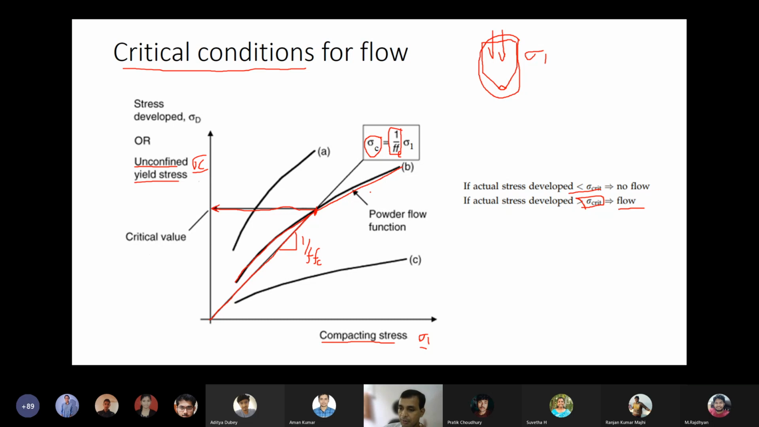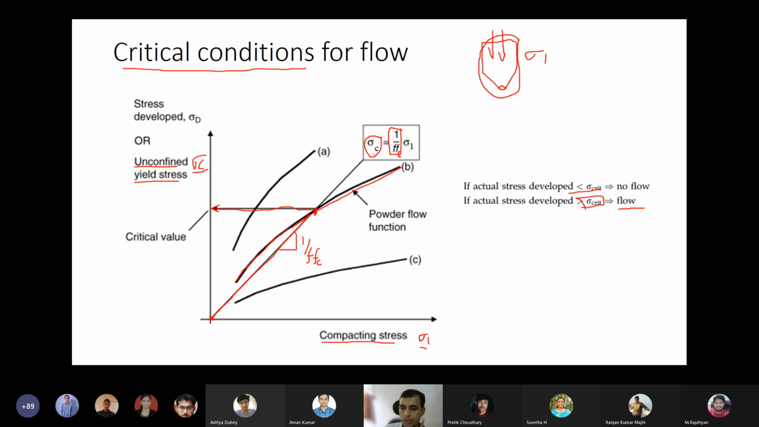There is a Conical Shear Tester. From the tester we can get this plot of sigma c versus sigma 1. We get a red line like this. I showed A, B, C. A is for one type, B is another type, and C is another type. I'm just giving an example of B here. Once you have the flow function of B, we want to find the critical value for a given hopper. To do this, we draw a line from the origin 0, 0 with a slope of 1 over ffc.